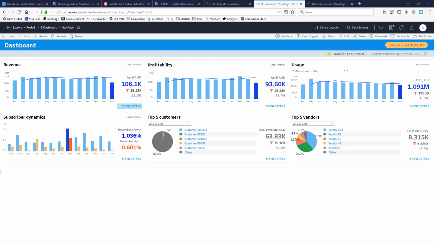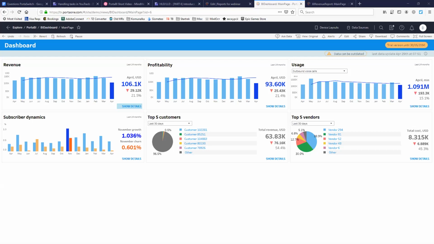So we'll start with the dashboard. That's pretty much the main landing page, which should provide you a quick overview of your business, what's going on, what's happening with the business right now. Of course, from this place, you should be able to drill down to particular information about revenue, profitability, or usage, or your churn and growth rate for customers and so on.